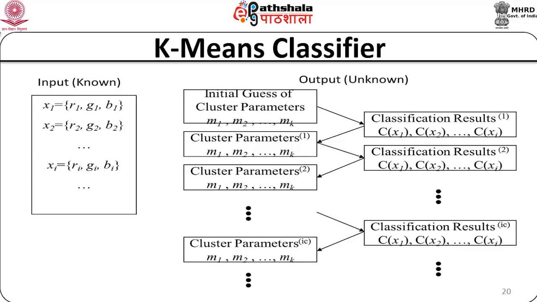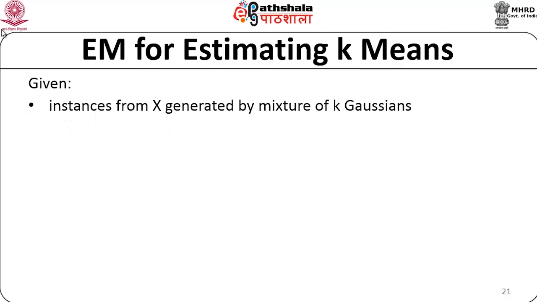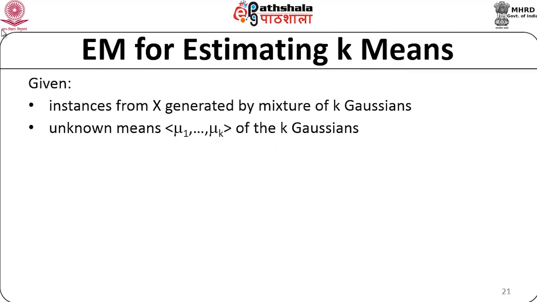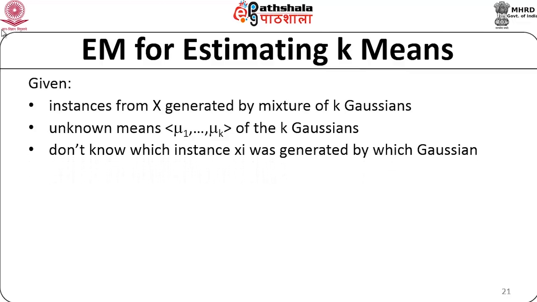So, the cluster parameters will keep on being different depending upon the mean values. Now, you can use the EM algorithm for estimating k-means. Given are instances of x generated by a mixture of k Gaussians, and you do not know the means of the k Gaussians, mu 1 to mu k. We do not know which instance xi was generated by which Gaussian.